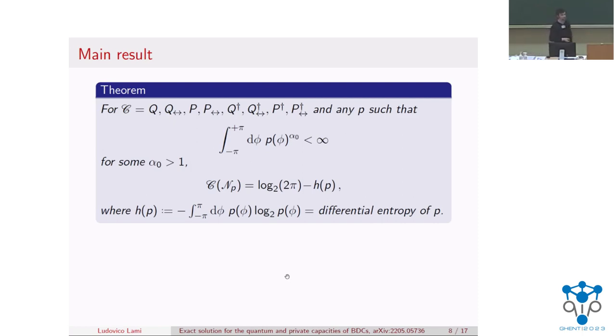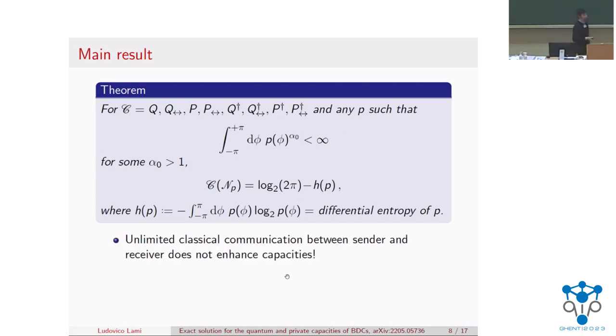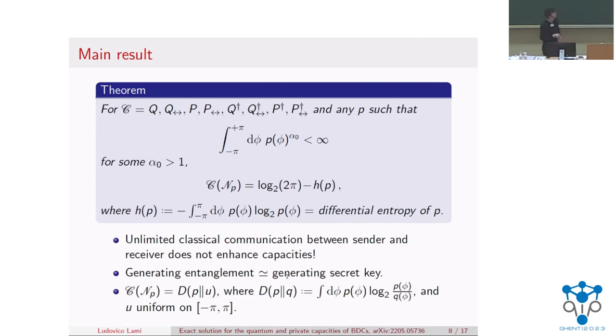But we don't know actually whether this is needed, or whether you can further relax it. So in particular, for this channel, there is a massive collapse in the capacity zoo. Unlimited classical communication doesn't help to generate entanglement; basically, it does not enhance capacities. And also generating entanglement is exactly as difficult as generating a secret key, which is not necessarily the case in general. Okay, because with entanglement you can distill a secret key, but the other way around is not true, of course.